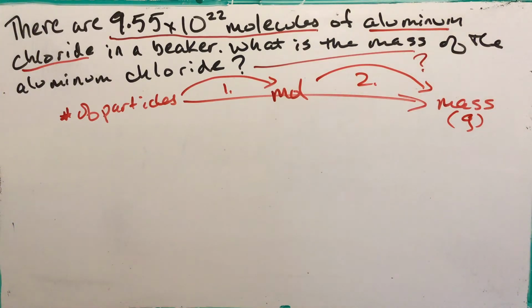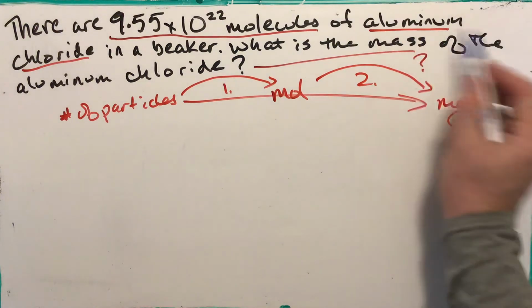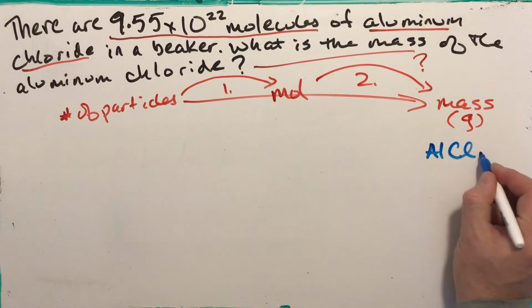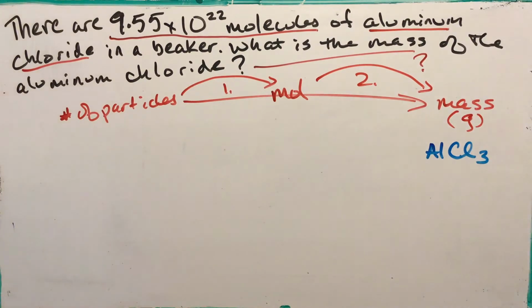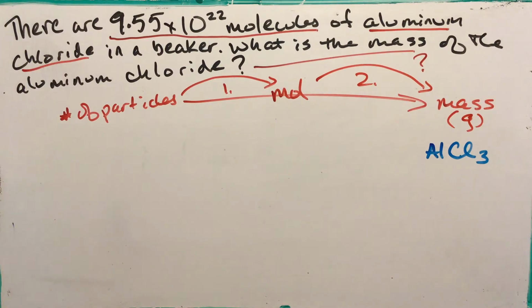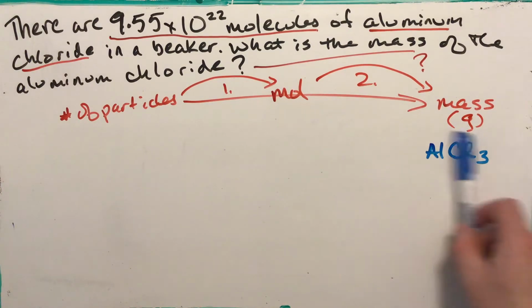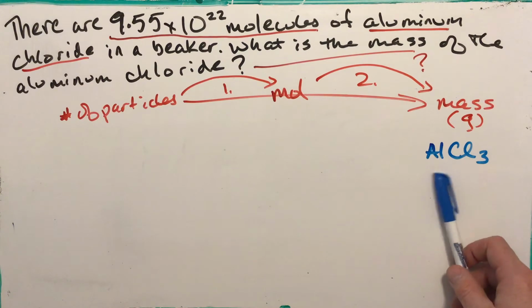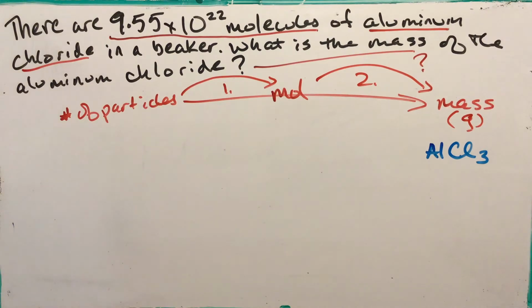So let's do that. I'll get my blue pen out. The first thing I've got to do is figure out what aluminum chloride is. So aluminum chloride is AlCl3. Again, I'm using this formula to determine my molar mass. If I mess up with this, I mess up my molar mass, which I'm going to be using in this calculation. So I have to be careful. And that's why names and formulas, doing them correctly, is the number one skill in chemistry. You've got to know how to do that.